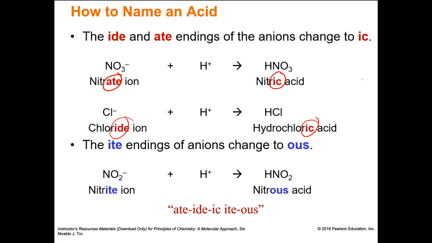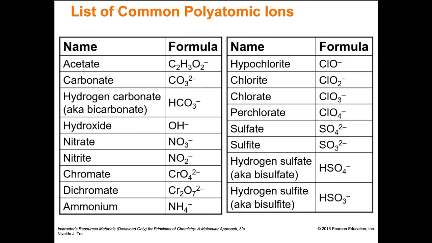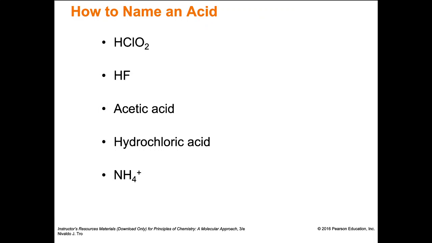The way that you can remember this is kind of silly sounding, but it will help. You can say "ate-idic itis." So, I came down with a case of ate-idic itis. It'll help you remember: "-ate" and "-ide" to "-ic," "-ite" to "-us." We're going to need to know that for naming acids. We need to know the difference between binary acids and oxyacids, and how to change the endings: "-ate" and "-ide" to "-ic," "-ite" to "-us." Make sure you get those down. I gave you the polyatomics here again just for convenience.